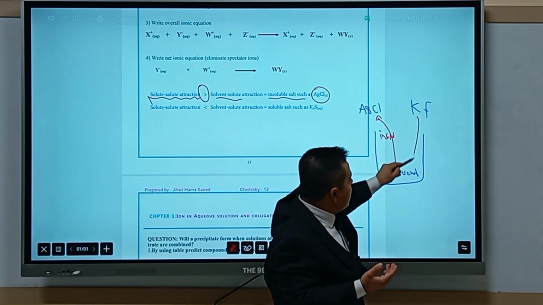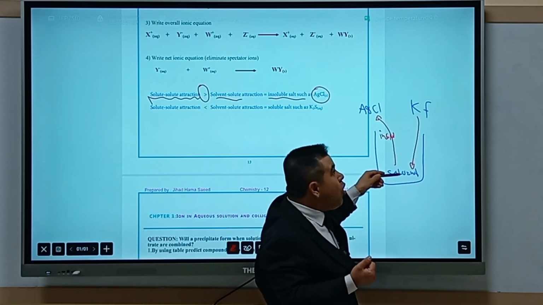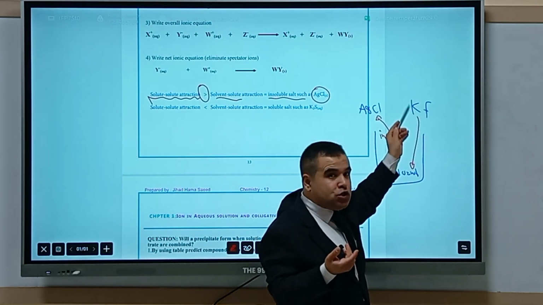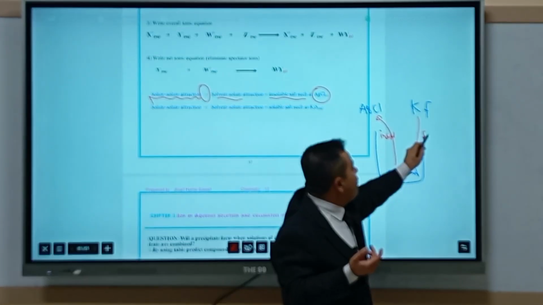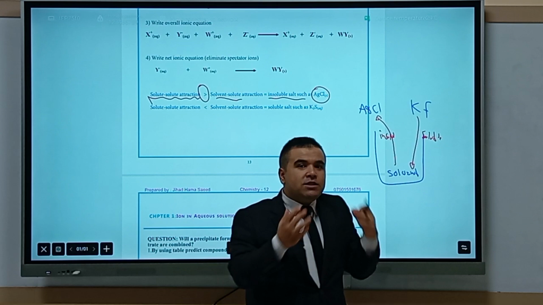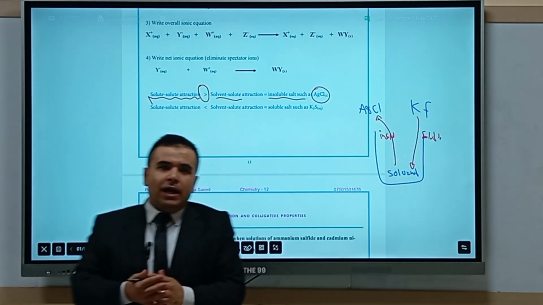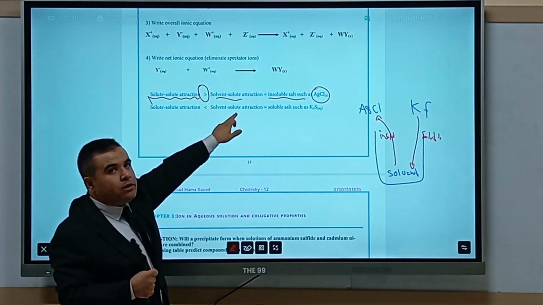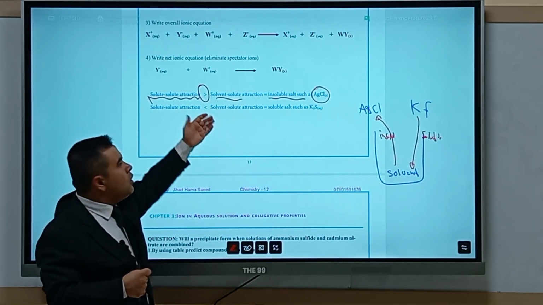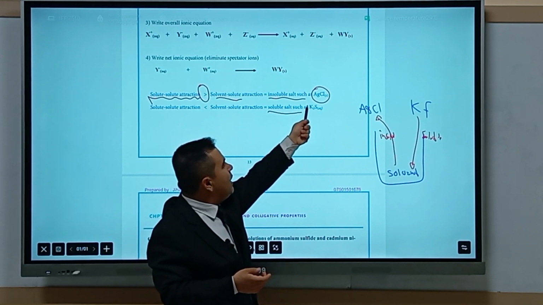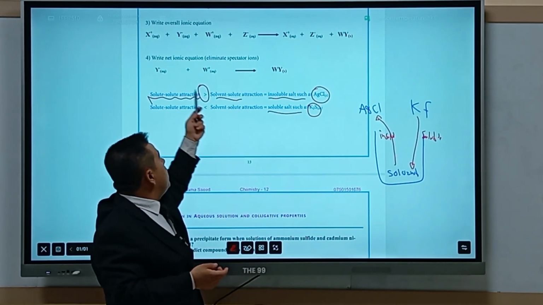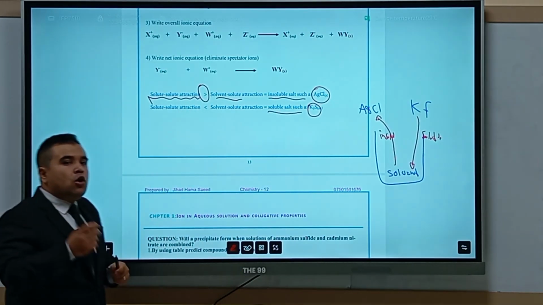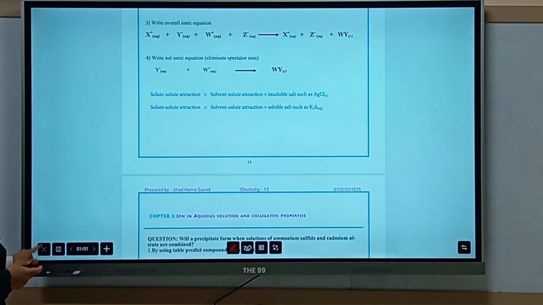But in this case, if the attraction between solvent-solute is stronger than the attraction between the solutes, there will be a soluble salt. So the reason behind the solubility of the salt is that if the attraction between solvent-solute is higher than solute-solute, you'll get a soluble salt such as K2S. If the attraction between solvent-solute is lower than solute-solute, the result is an insoluble salt.